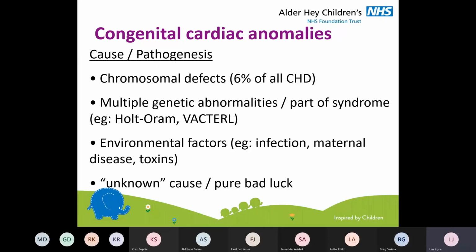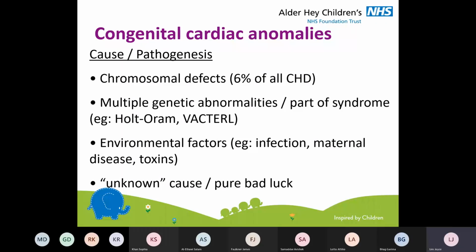So what is the cause? Broadly, we talk about chromosomal defects. It occurs in approximately 6% of all congenital heart disease, but the data that I've gotten is relatively old. So with newer microarrays and whole exome genome sequencing and whatnot, you'll find that chromosomal defects account for a slightly higher percentage than the previously known 6 to 10% of all congenital heart disease.